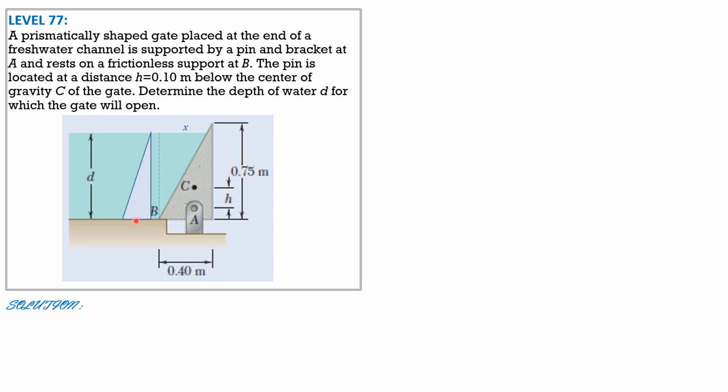The pressure here is 9.81 times d, and F is acting 1/3 of d from the bottom. F is equal to the volume of the pressure diagram. And this is d over 3. And we have weight 1 equal to the specific weight of water times the volume of this triangular wedge. This is the area of the triangle times the width perpendicular to the board.